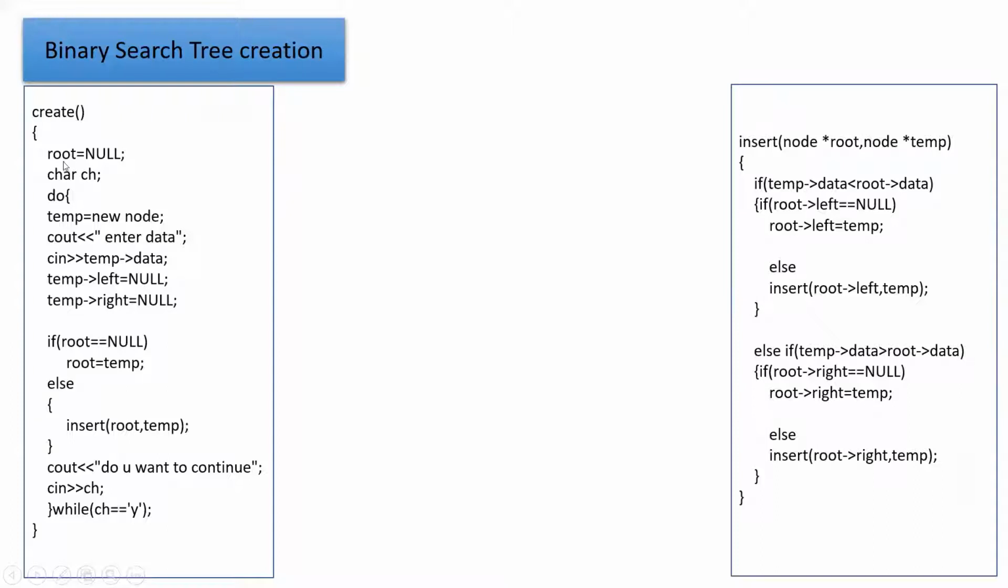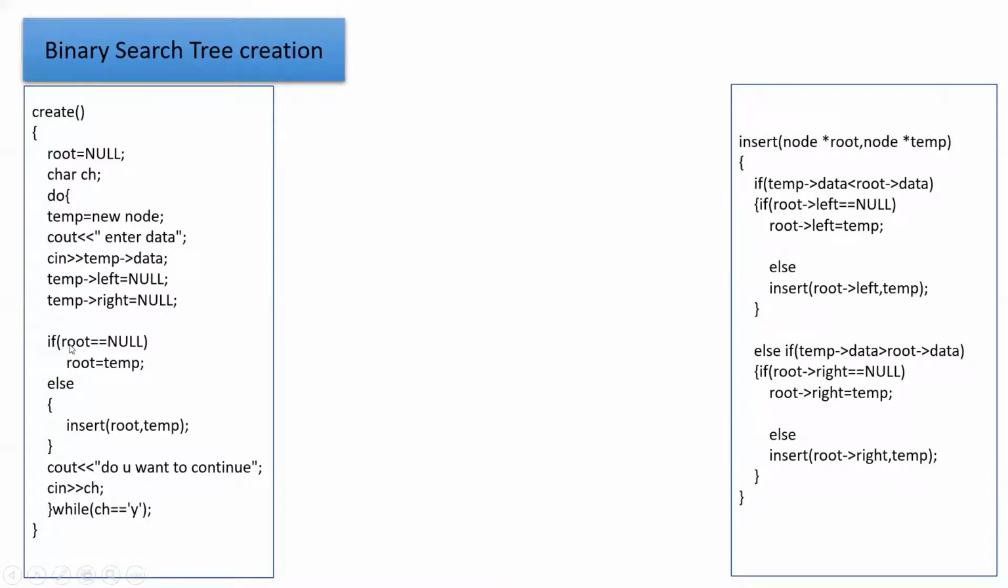Here I have initially root is equal to null, which indicates the tree is initially empty. Then these are the 4 steps for creation of the new node. Temp is equal to new node, which allocates the memory for the new node. We accept the data from the user, that is cout enter data and cin temp data. We'll accept the data and store it directly in the temporary node's data field. Temp left is equal to null and temp right is equal to null initially, which indicates that no left and right child is present.